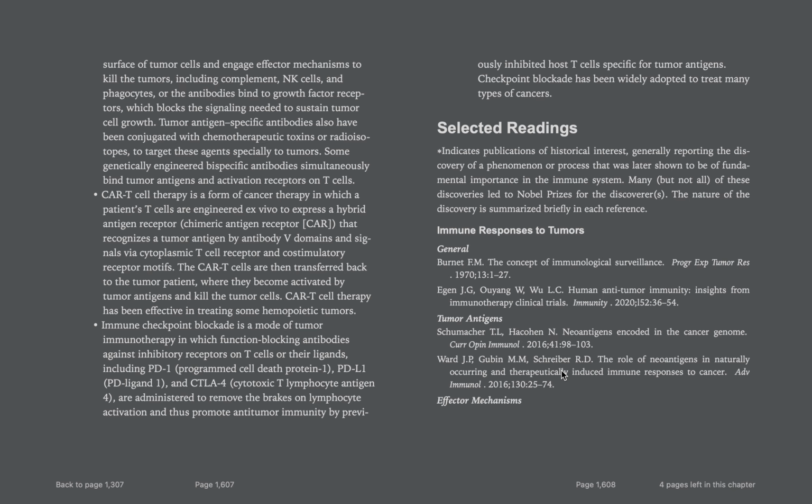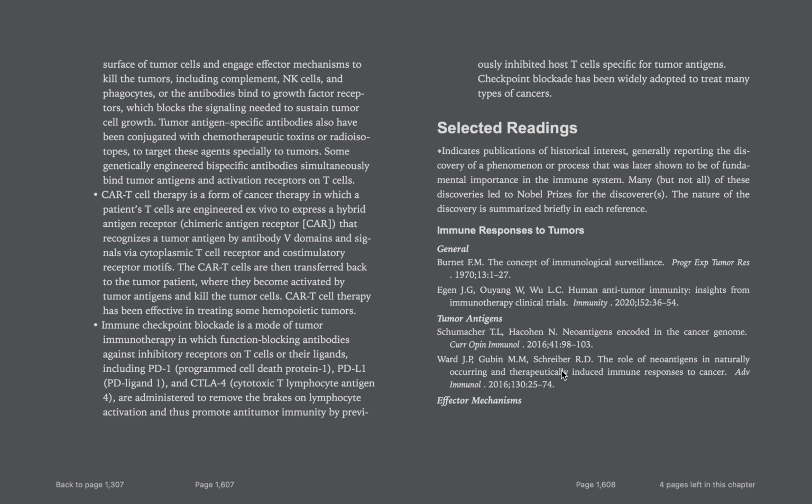CAR T therapy is a form of cancer therapy in which a patient's T cells are engineered ex vivo to express a hybrid antigen receptor, a chimeric antigen receptor, that recognizes the tumor antigen by antibody V domains and signals via cytoplasmic T cell receptor and costimulatory receptor motifs. The CAR T cells are then transferred back to the patient, where they become activated by tumor antigens and kill the tumor cells.